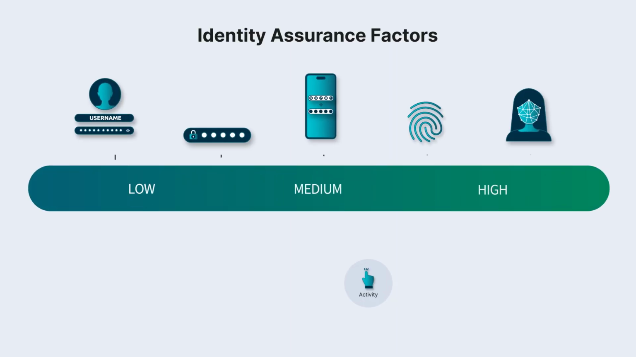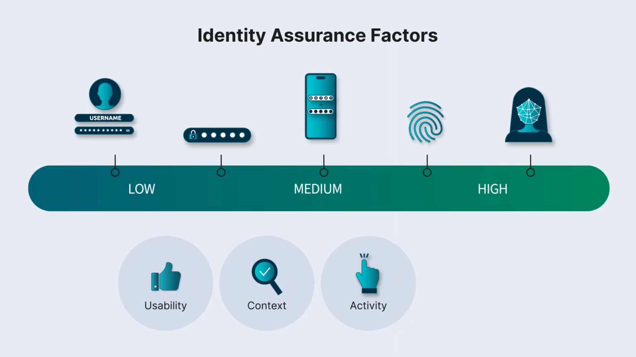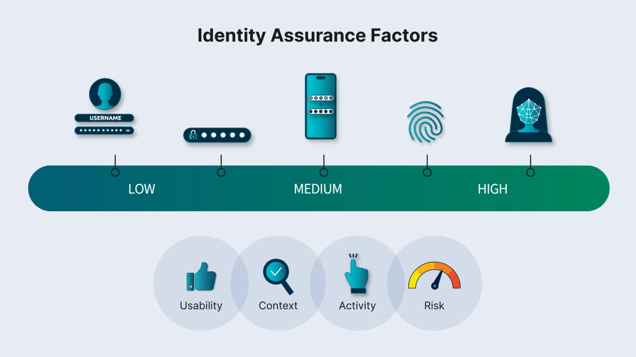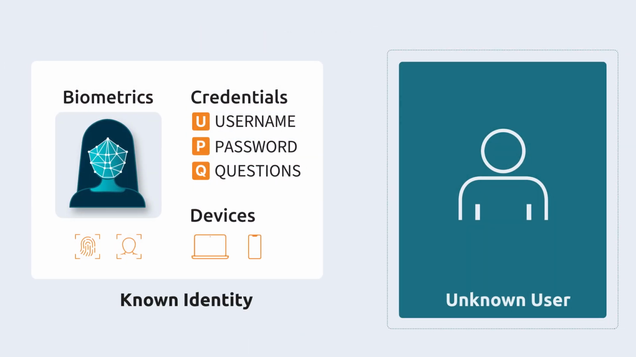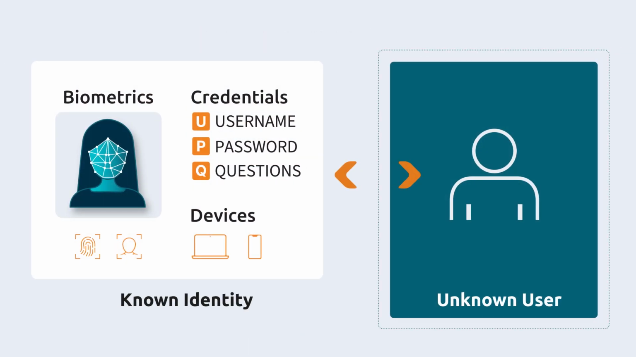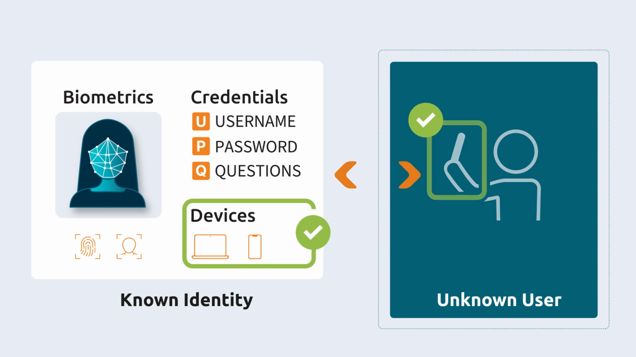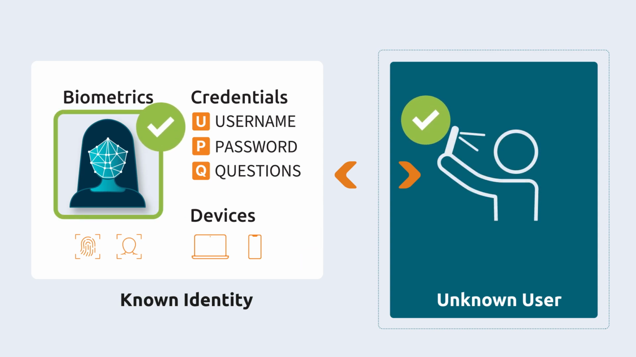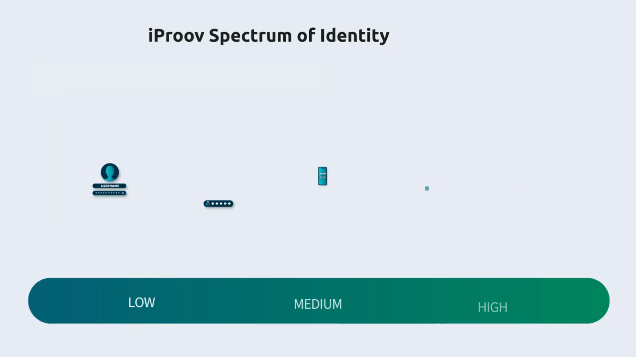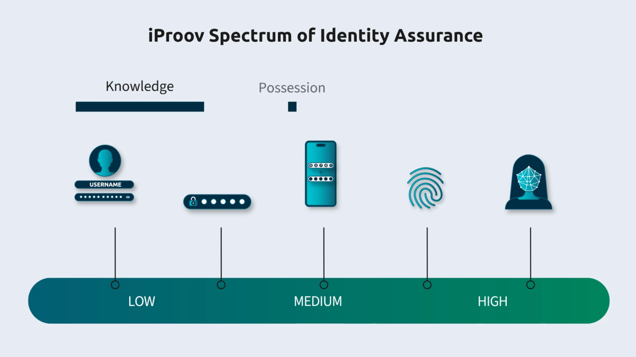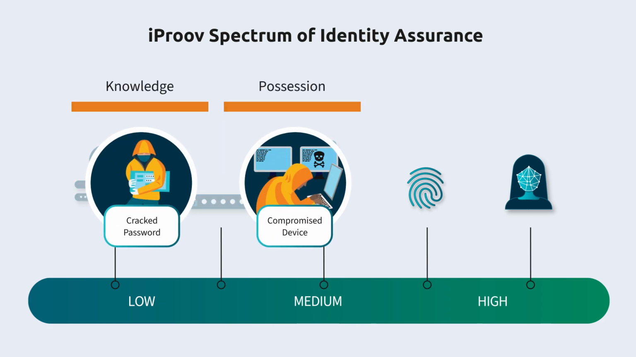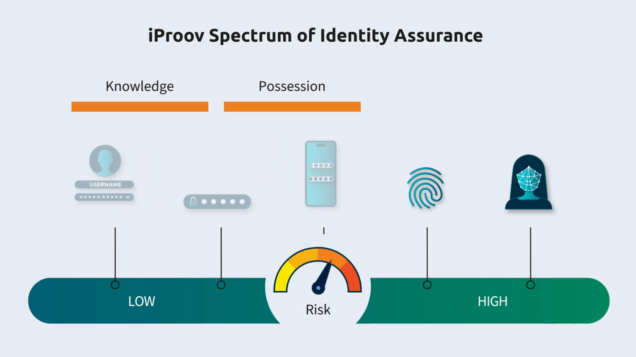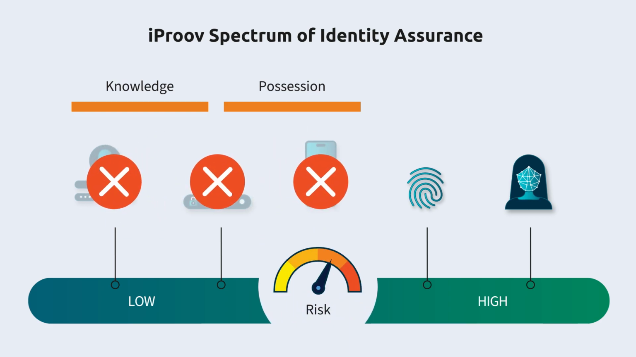In short, a user's activity and context, usability, and the organization's risk appetite all contribute to a complex set of identity verification requirements. To remotely verify a user's identity, you need a combination of these three things: knowledge, or something they know; possession, or something they have; or inherence, something they are. Many existing technologies rely on something you know or have, but these can be easily compromised by cybercriminals. For a high-risk use case, they do not provide the level of assurance required.